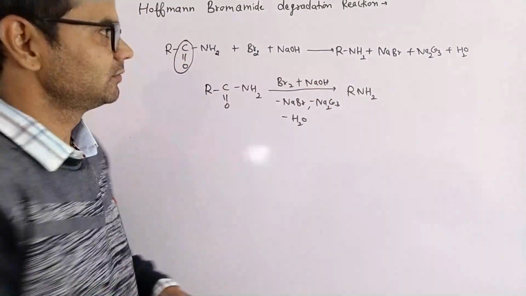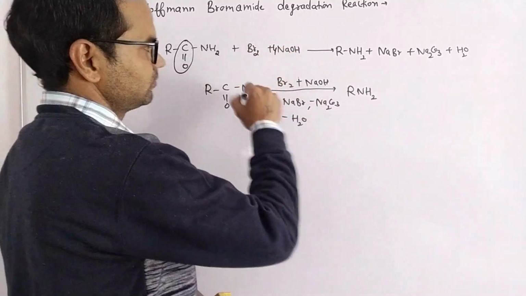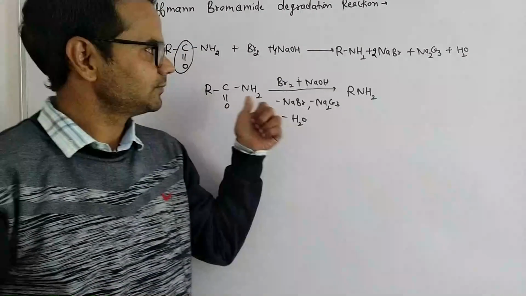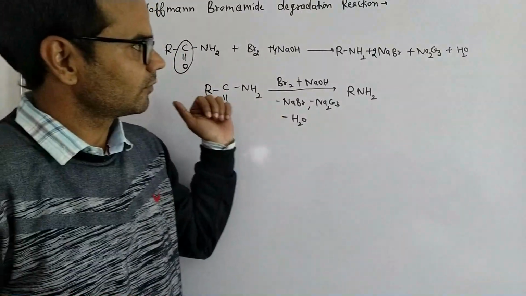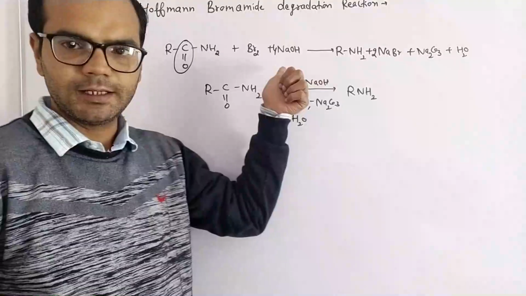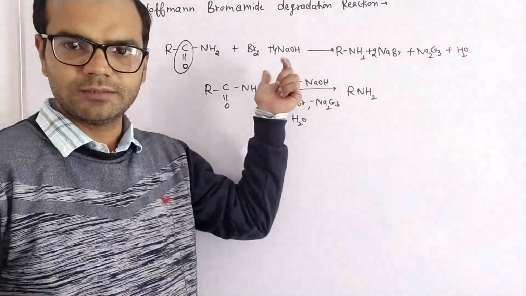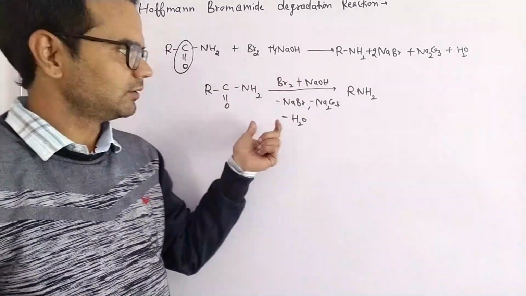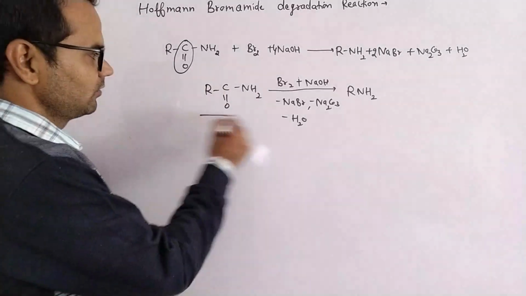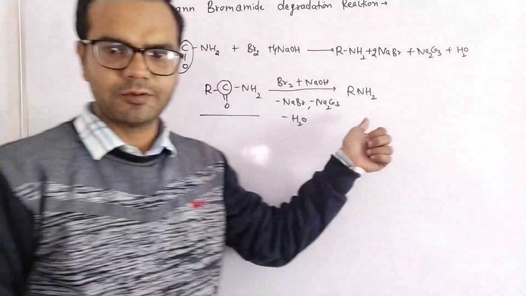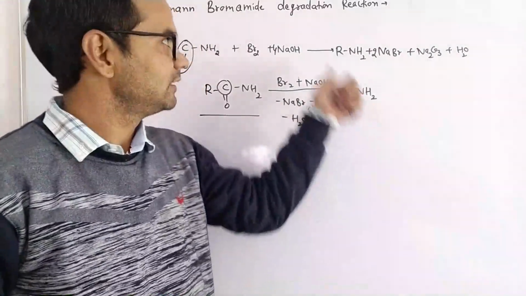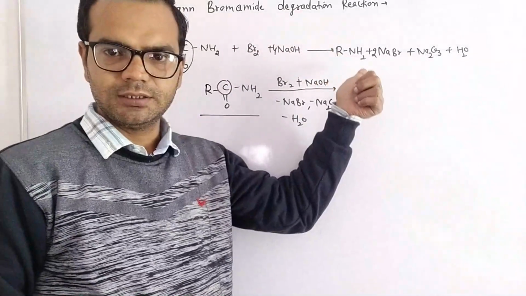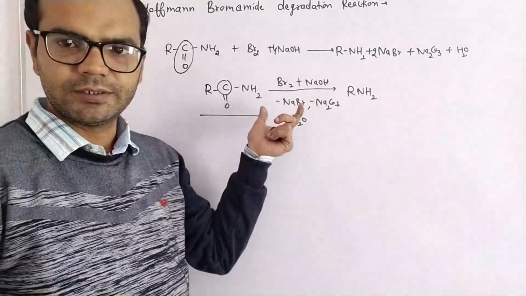If we balance the reaction, now the reaction is balanced. So 4 moles of sodium hydroxide and 1 mole of bromine are used in this reaction. We can compare: in this substrate we have one carbon more, but in the product we have one carbon less. That's why it is also called a degradation reaction. This is the general format of the Hofmann bromamide degradation reaction.